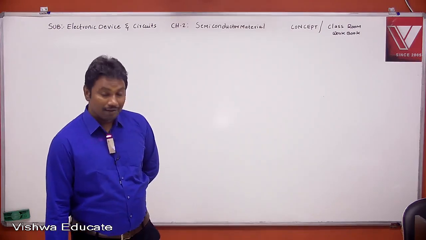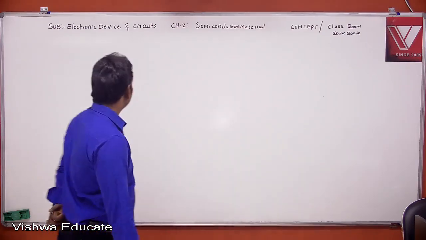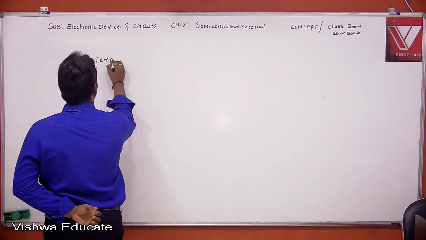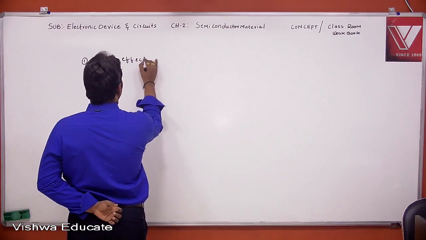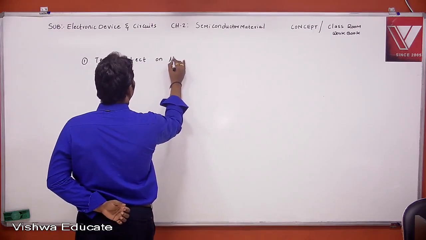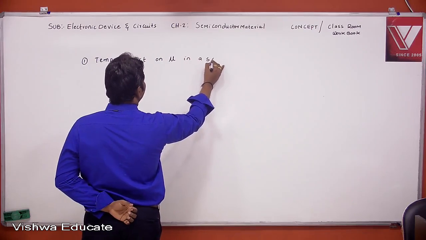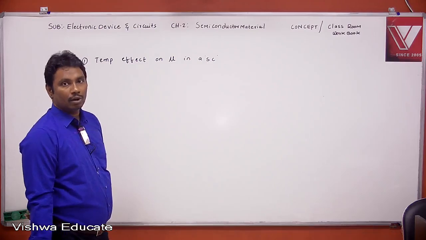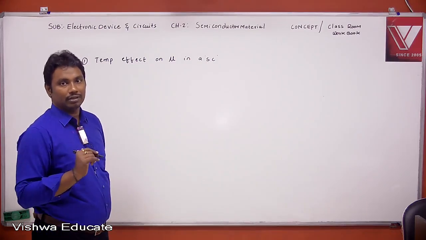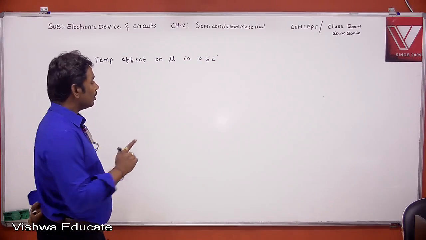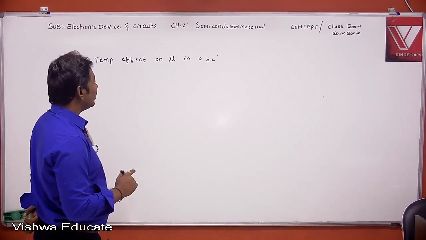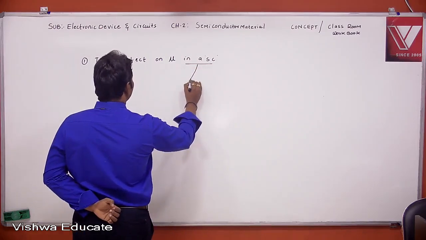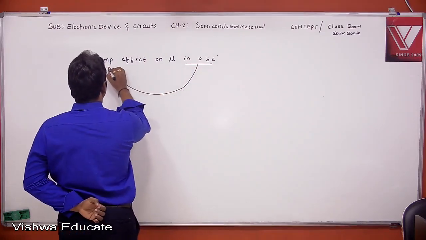Now in this class, I will start with temperature effect on mobility in a semiconductor. Already we discussed temperature effect on mobility in a conductor or a metal in our first chapter, that is classification of the materials. The same way, temperature effect on mobility in a semiconductor. In a semiconductor, the mobility is affected due to temperature in two ways.